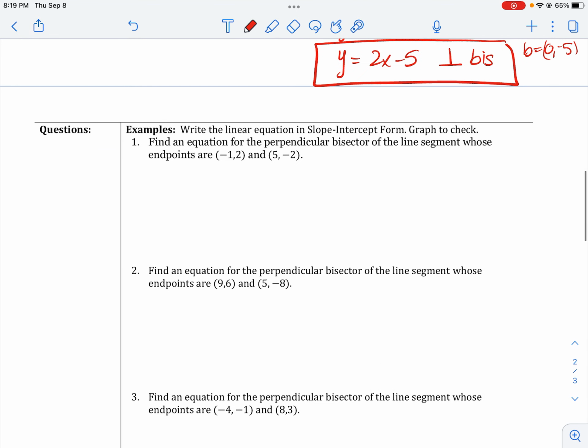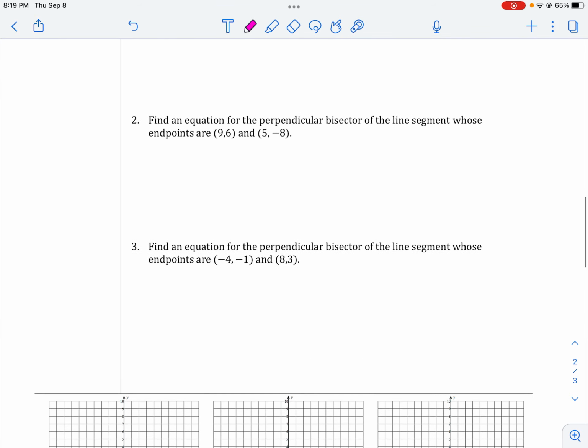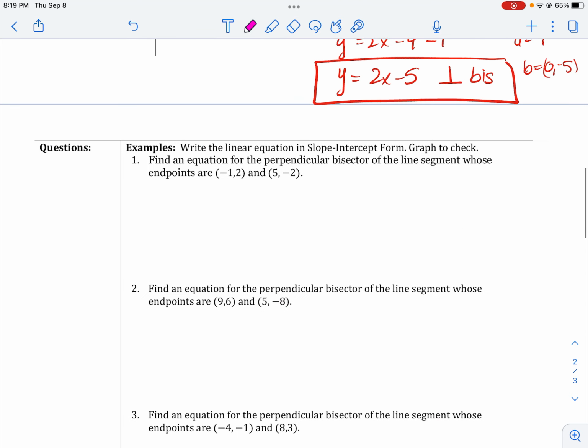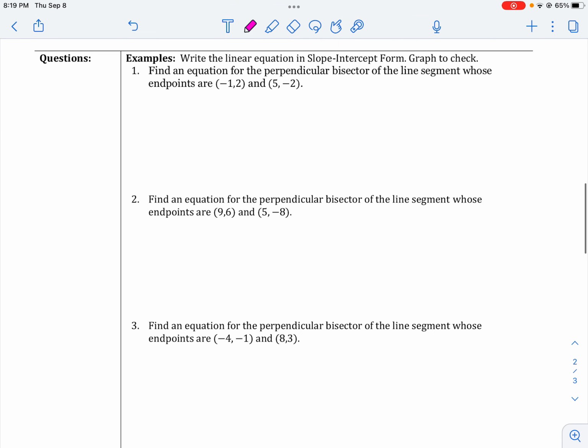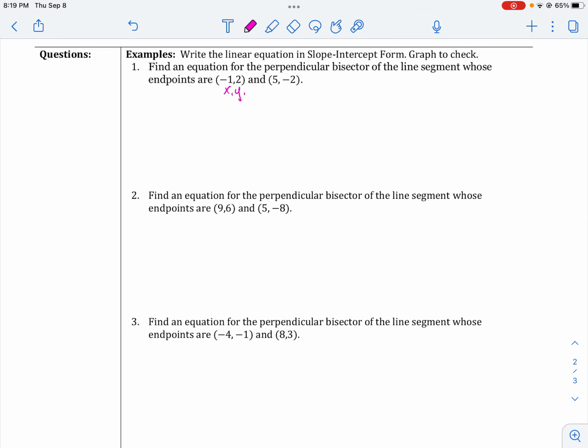All right, let's do it again. We're going to go through all the steps, okay? So first, find the slope of the line that we have. We have graphs down here that we can use. We don't have to have those, but they help too. So first we'll start with x1, y1, x2, y2. So first we find the slope. That's -2 minus 2 over 5 minus -1.